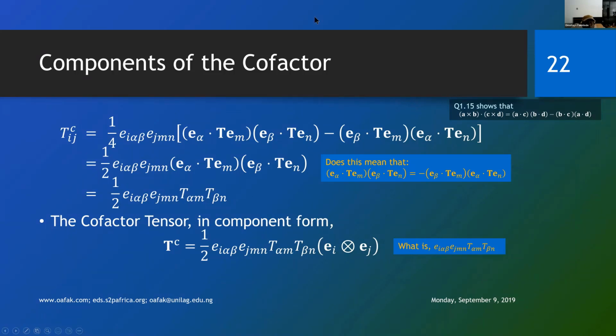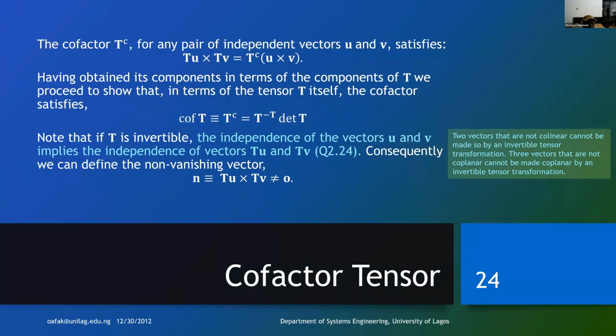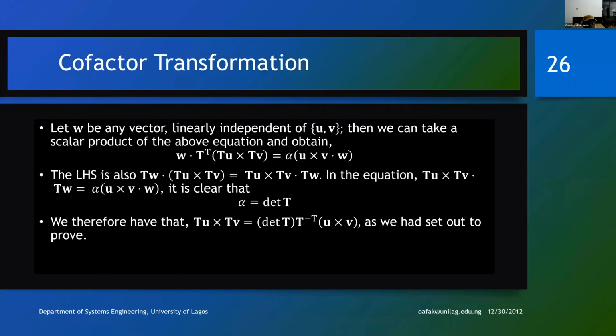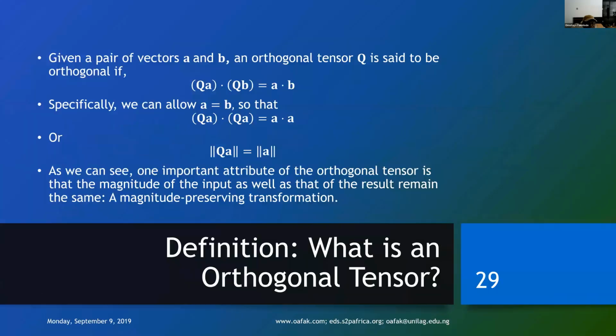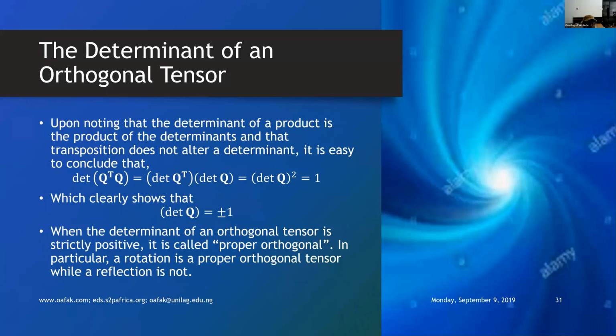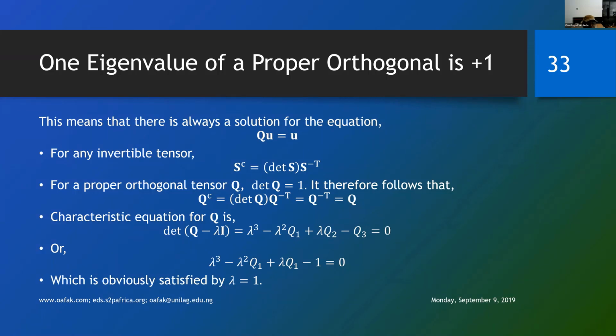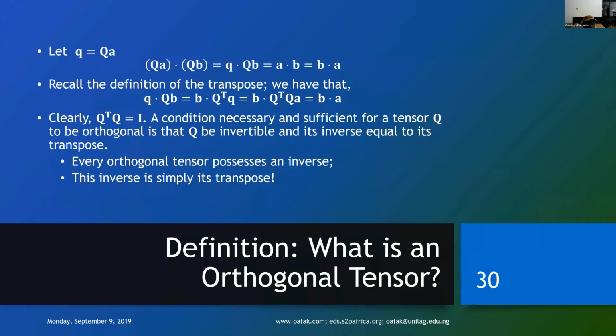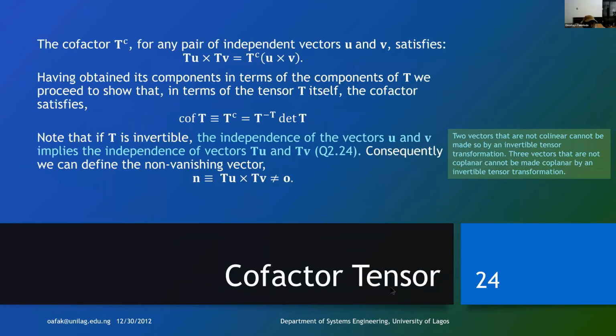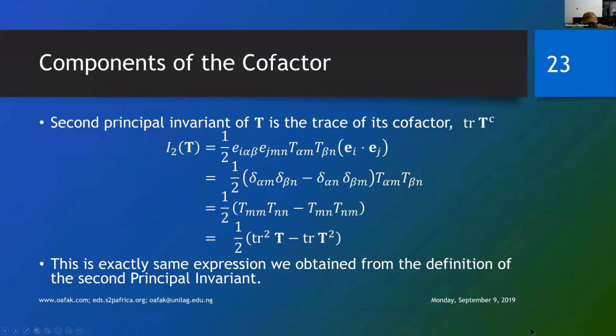So I will be calling it a day here. We would have gotten halfway in our treatment of the cofactor. Next week, we'll complete talking about the cofactor, and after that, we will go to orthogonal tensors. And then we talk about the eigenvalue, and we talk about what tensors are orthogonal, what are proper orthogonal, what are not proper orthogonal. And we talk about axial vectors and some other things. But I think this is a very good place to stop. You can continue from there next week.